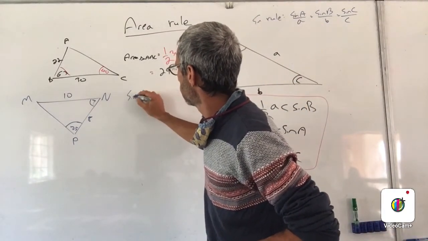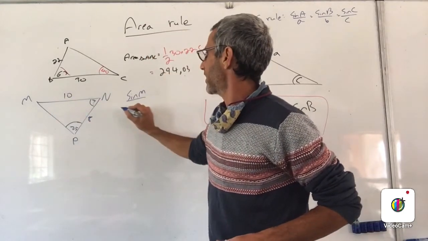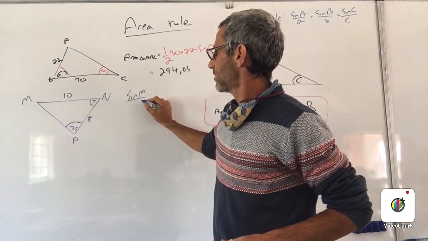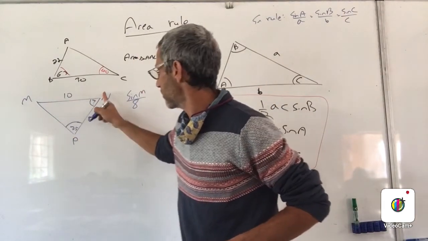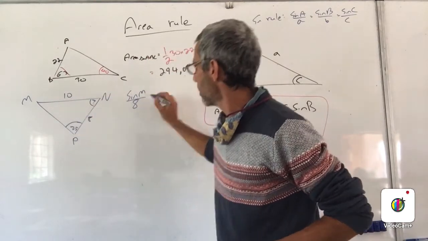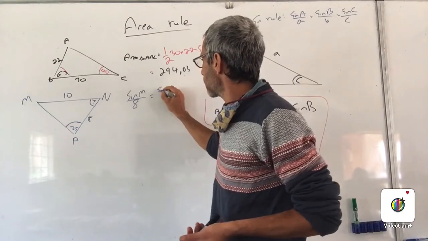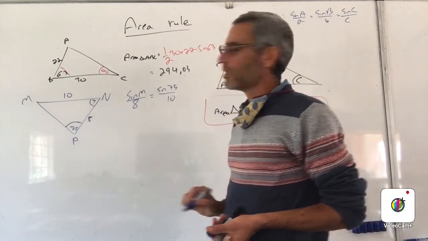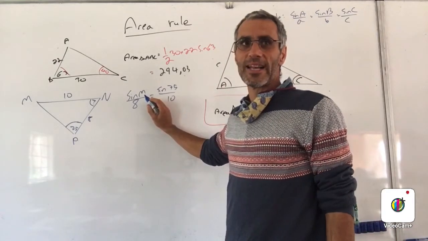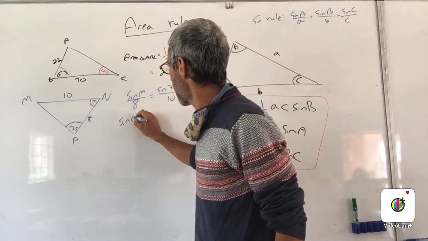Sine M, the sine of the angle divided by which side? 8, because if I'm looking for this angle, I need to do the sine of that angle divided by that side, which will be equal to, let's use angles that I know, sine 75 divided by 10. That allows me to find M. How would I find M? Well, first of all, I'll say sine M equals what?